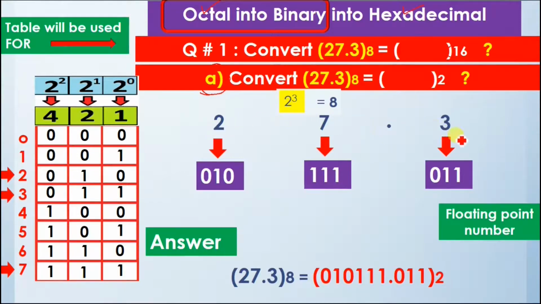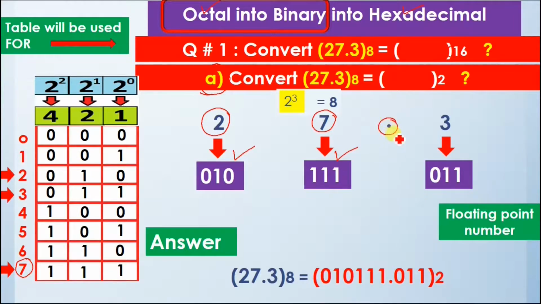27.3. First of all, we will look at the digit 2 and we will look into the table. So 2 is equal to 010 in binary. So we write here 010. Next we have the digit 7, and here we can find 7, and 7 is equal to 111 in binary. So we write 111.